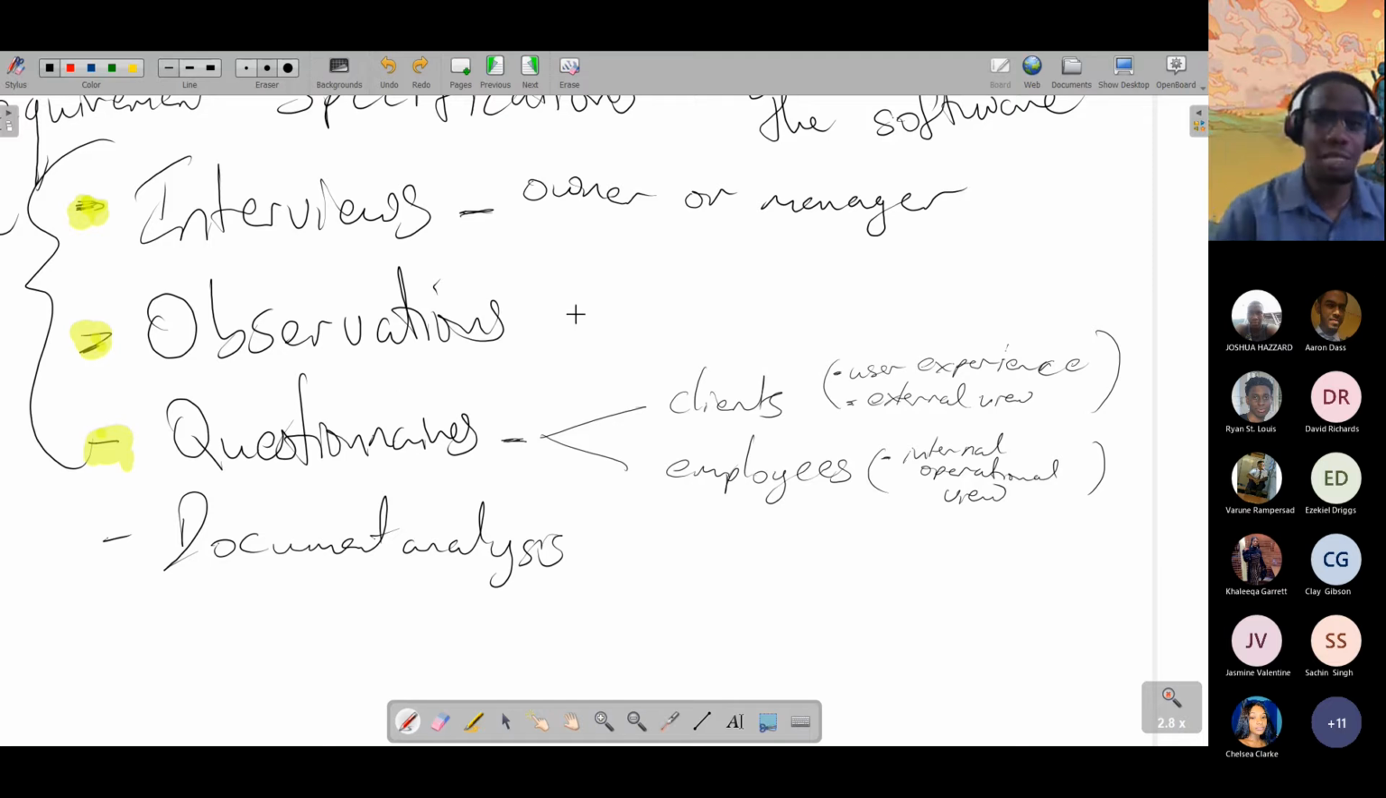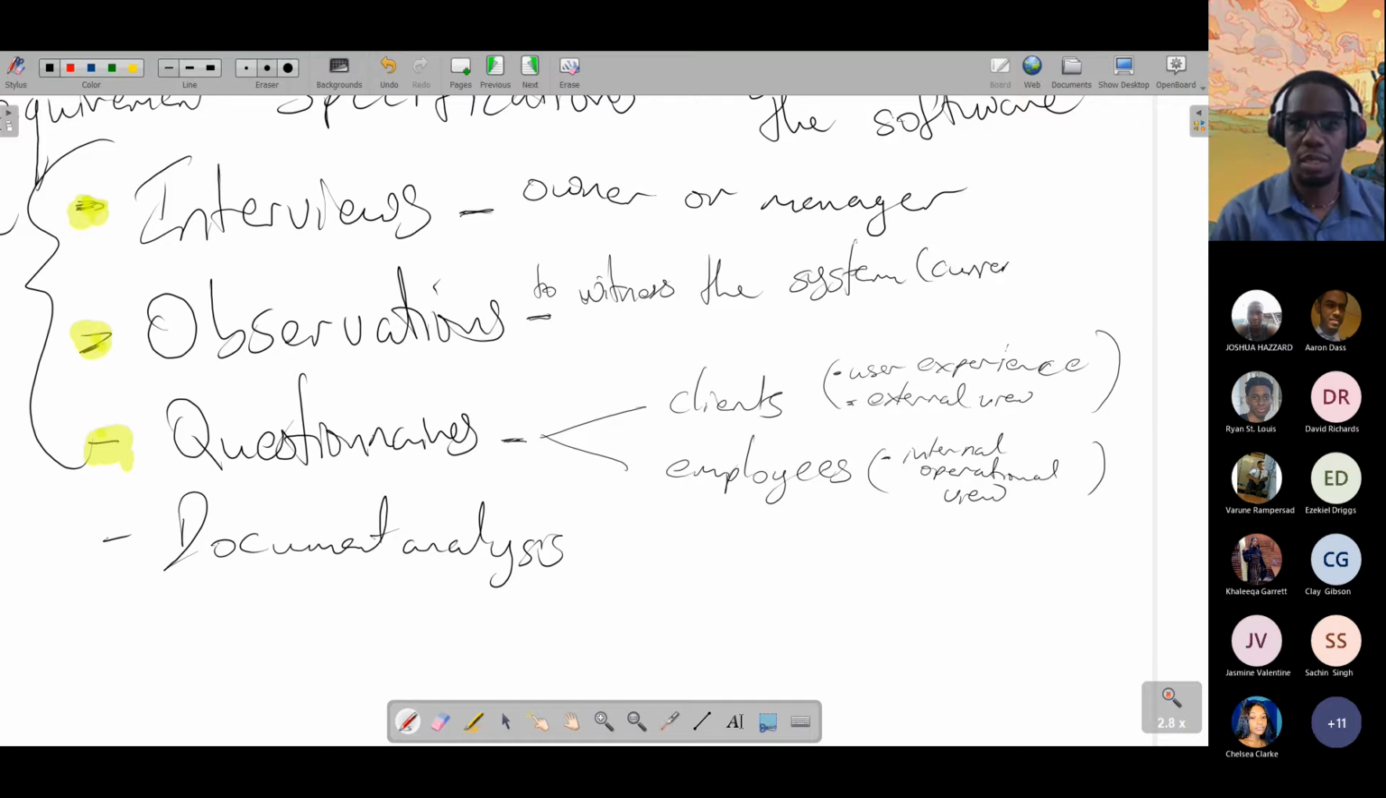And then the last one is the observation. Okay? The last one is the observation. And what is the purpose of the observation? For you to witness as the investigator firsthand, right? So you are the witness here. So to witness the current system in operation.